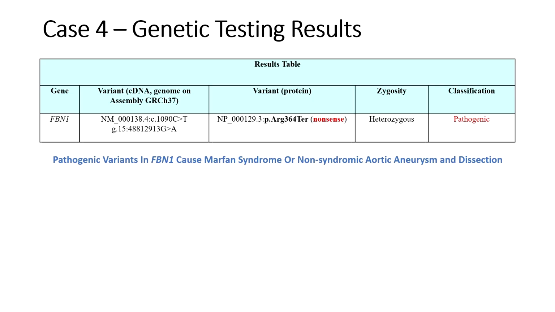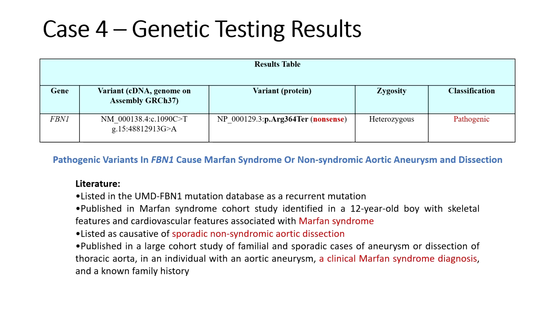The autopsy gene analysis results show the presence of a pathogenic nonsense variant in the FBN1 gene. Pathogenic variants in the FBN1 gene cause Marfan syndrome or non-syndromic aortic aneurysm and dissection. This variant had extensive literature reports and was found in both individuals affected by Marfan syndrome and sporadic non-syndromic aortic dissection. This example showed that the genotyping results correlated with the pathological findings and explain the underlying cause of death.